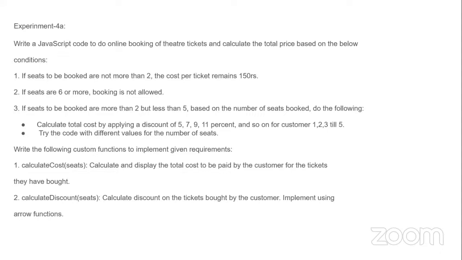If seats are 6 or more, then you are not going to allow that person to book the ticket. And if it is in the range of 2 to 5, you will apply the percentages 5, 7, 9, 11, and so on for the first, second, until the fifth customer.